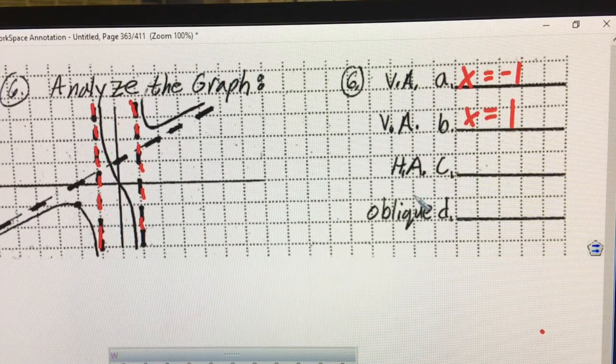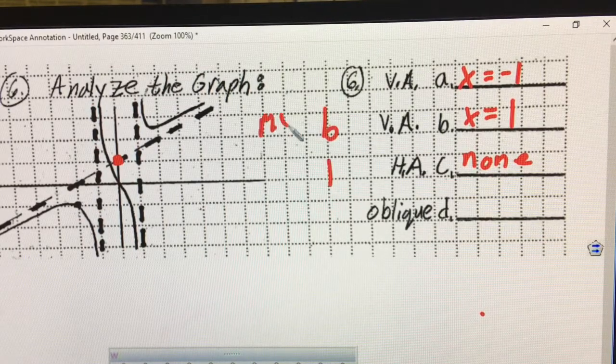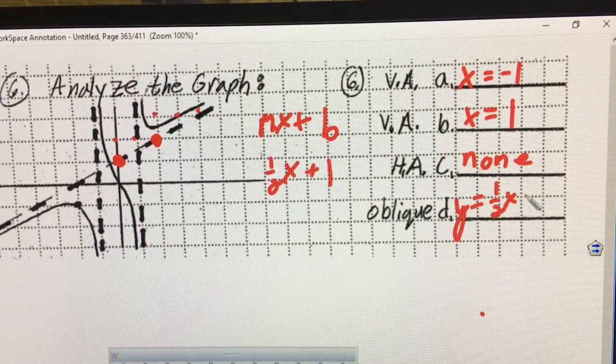What's the horizontal asymptote? There is none. Can't have a horizontal because I have the oblique. Now I don't know how we're going to do this. Notice I begin at 1, so the b is 1. And the slope, I go up 1 over 2, so the slope is 1/2 x plus 1. Y equals 1/2 x plus 1.